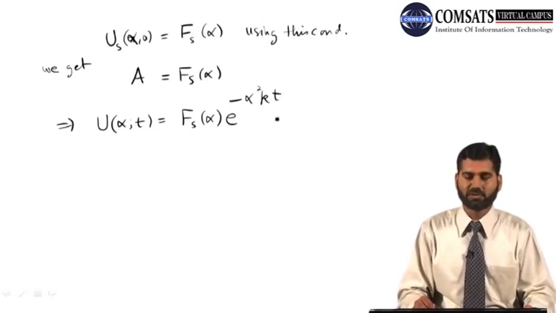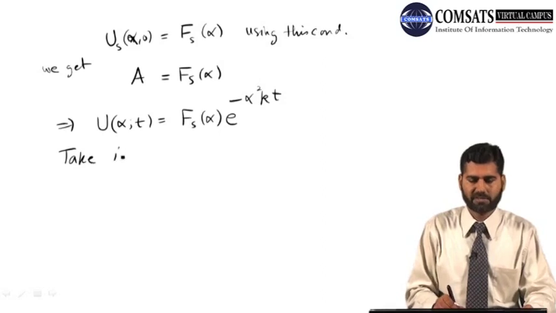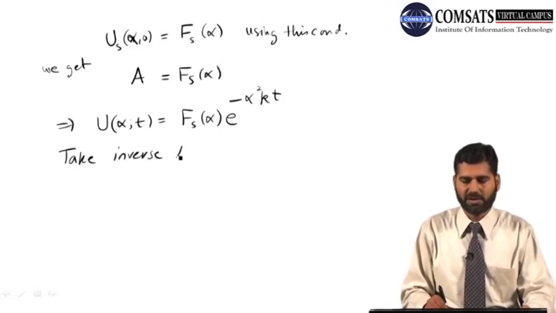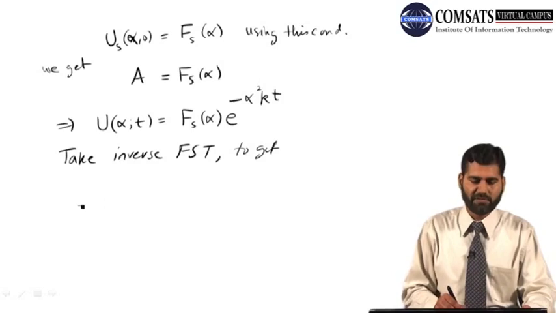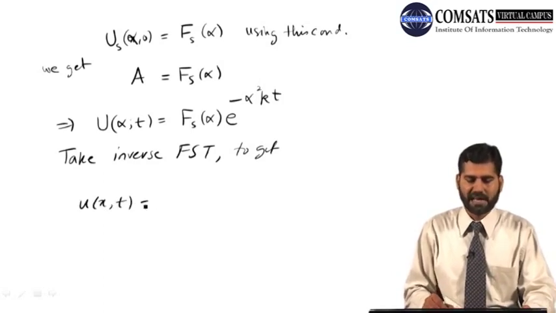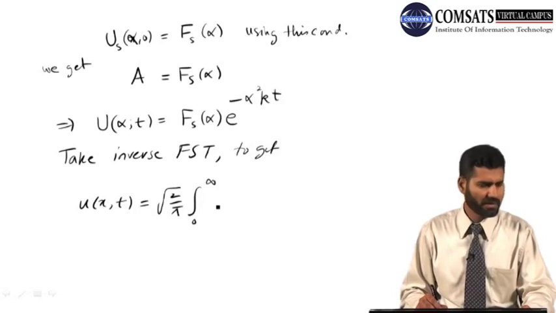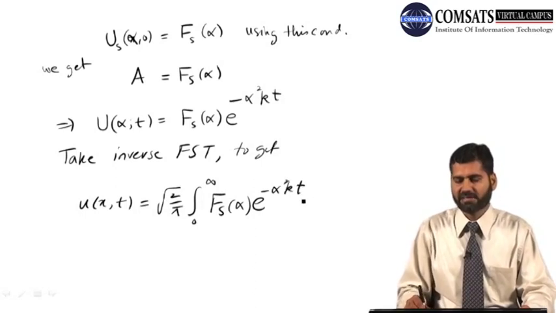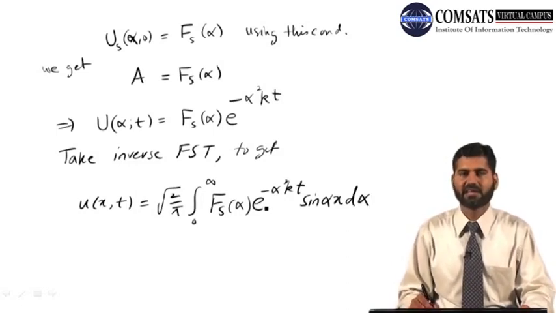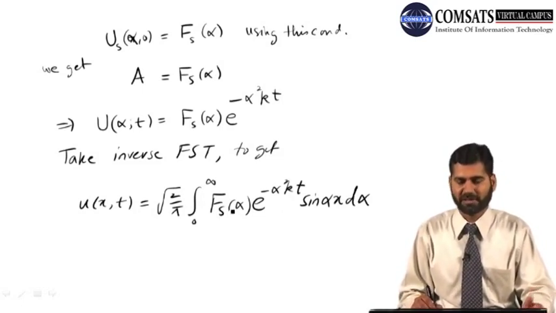Now you can take the inverse transform to find the solution u(x,t), small u(x,t). So take the inverse Fourier sine transform to get your function back. The inverse is 2 by pi integral from 0 to infinity of F_s alpha e to the minus alpha square kt, and the inverse Fourier sine transform kernel is sine alpha x d alpha. This will give you a function in x. Again, because F_s is not known, we cannot go further. If F_s is known to us, then we may do something like this.